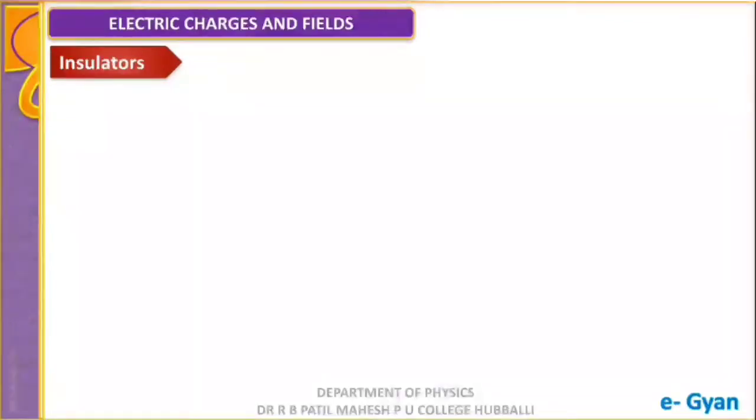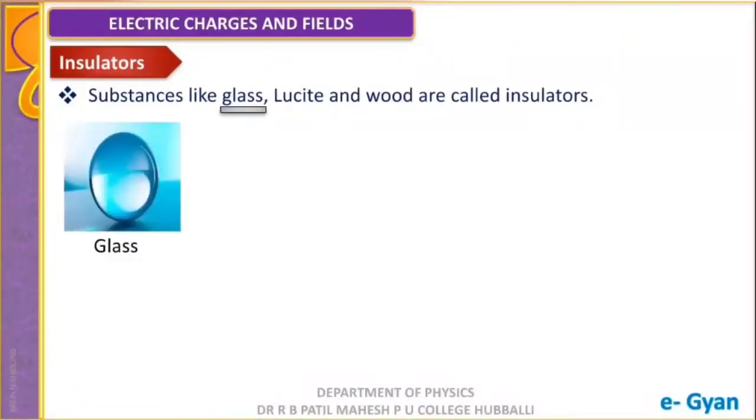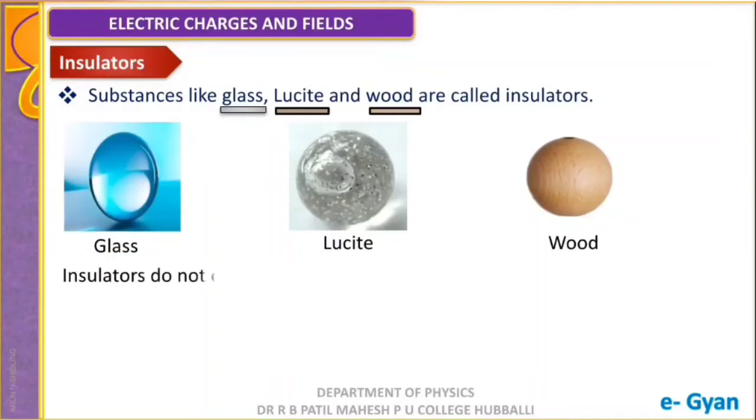Next, insulators. Substances like glass, lucite, wood are insulators. You have known glass and wood. Lucite is a higher grade acryl. So you can see the glass here, lucite and wood. They do not conduct electricity.